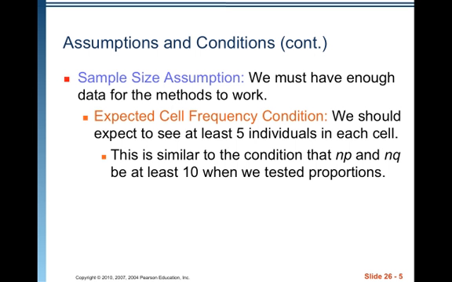The sample size assumption: we must have enough data for the methods to work. And so in order to make this assumption, we have to check the expected cell frequency condition. We should expect to see at least 5 individuals in each cell. So this is dependent on the model and the total sample size. It's not dependent on what we observe. These are expected counts. And this is similar to the condition that np and nq be at least 10 when we tested proportions, but now it's 5 for each cell.